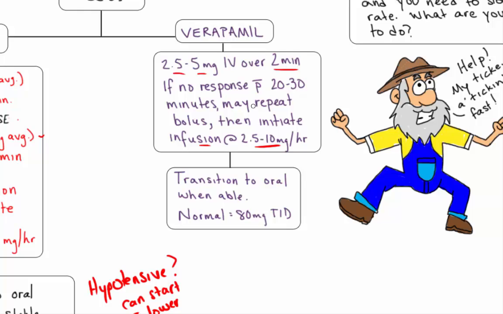You walk into the room, what does the patient look like? What does their blood pressure look like? What's their heart rate? If their heart rate is 115 and they had a good response with the IV bolus, you don't need to start them at 10 milligrams per hour. 2.5 would probably be fine. If their heart rate's 180 and their pressure's good, then you may start it at 5 to 10 milligrams per hour. So again, it's just very clinically dependent.